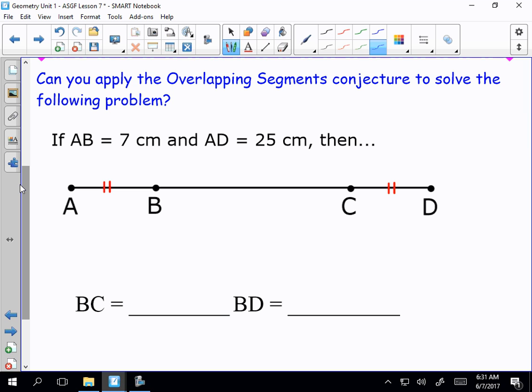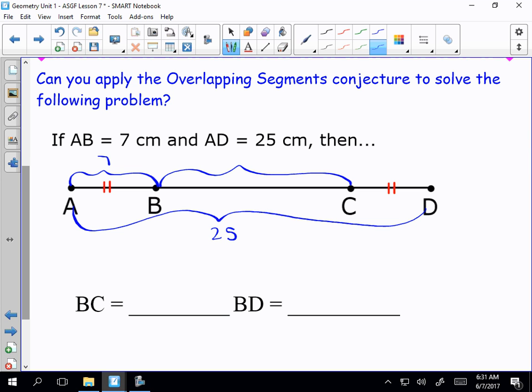So we're told that AB equals 7. Once again, always try to identify what distance is given to you there. From A to D, so now we've got the full length is 25. We need to find some of our missing pieces here. We need to now know what BC is. So that's one piece that we're looking for.